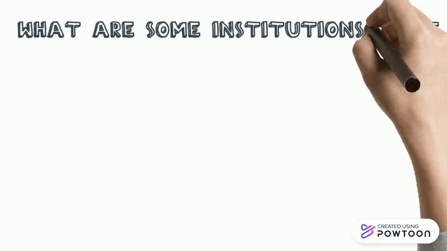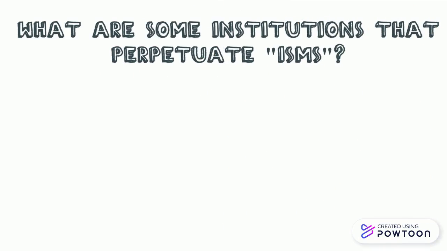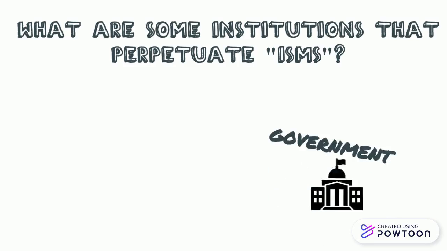Now that we understand that institutional systematic ism is the result of prejudice plus power and focusing on an aspect of human differences in a negative way, we can look at institutions. What are some institutions that perpetuate isms? Look at some examples below.